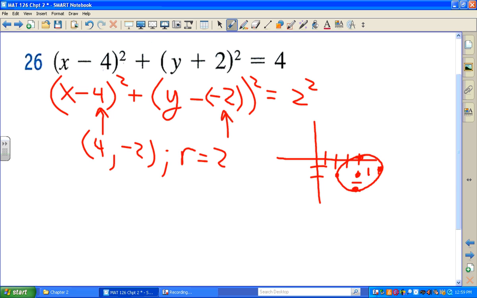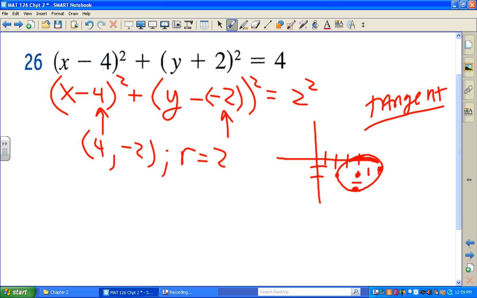What word describes this circle in relation to the x-axis right now? It's one word. Starts with a T, ends with a T. Has an A-N-G-E-N in the middle. Tangent. Why do I say that? Oh, it's supposed to be tangent. Sorry. Bad sketch.